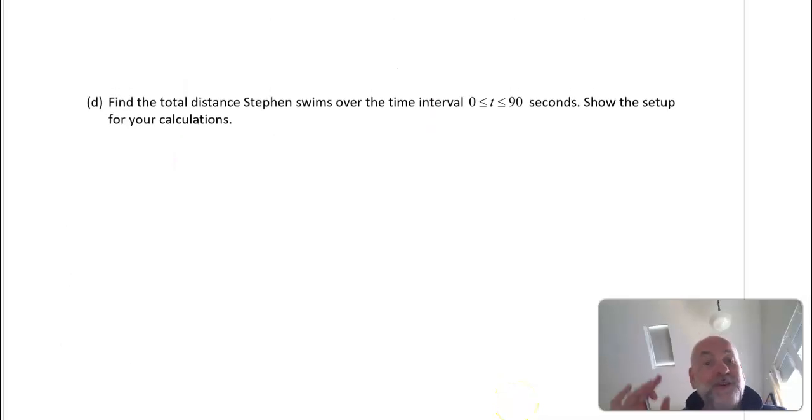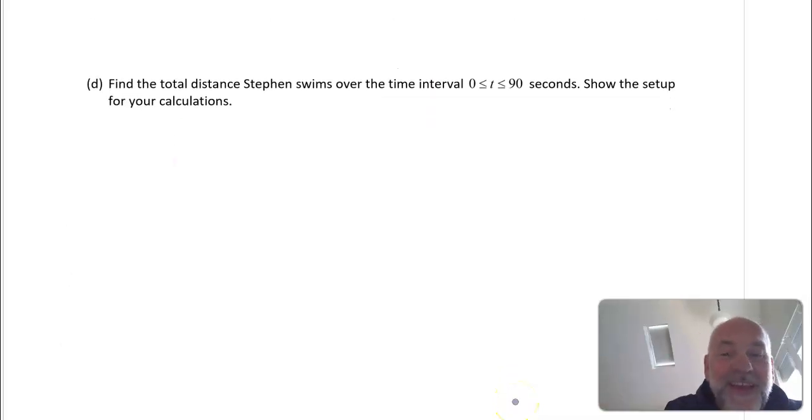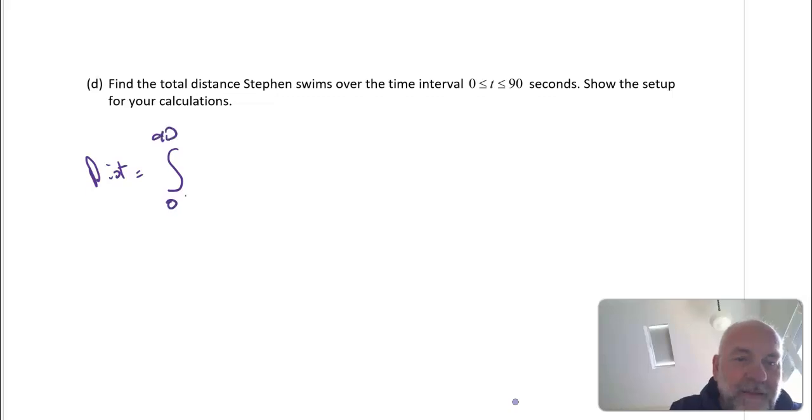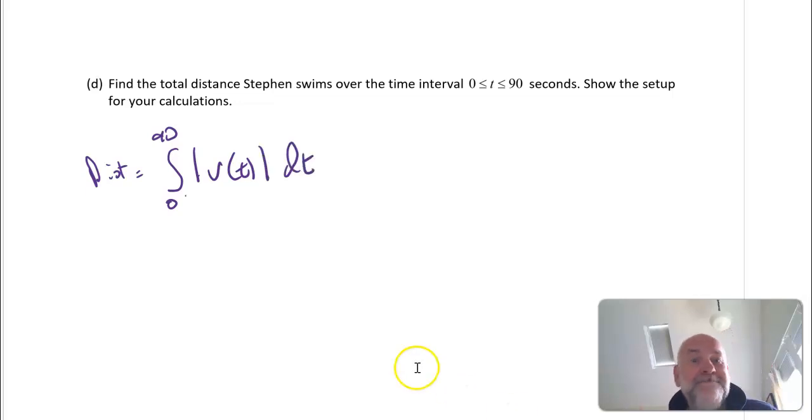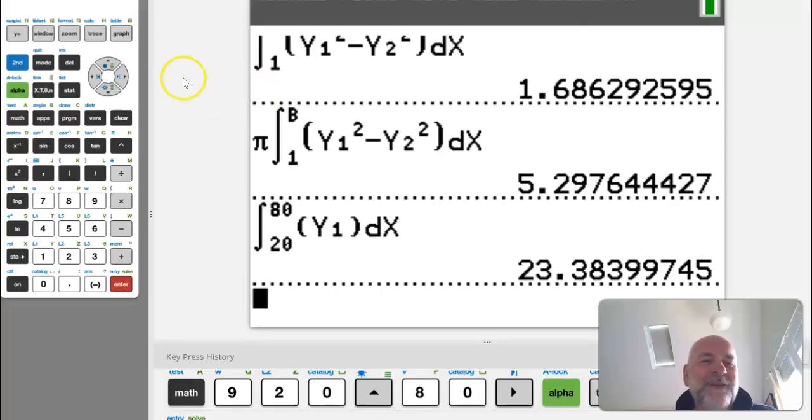Finally, last one, find the total distance Stephen swims. And so that's the distance equals, I don't have to say that, but I'm just doing it, equals the integral from 0 to 90 of the absolute value of v of t. Now, a bunch of people asked me during the test, where's the absolute value button? And I said, you're gonna have to find it or figure something out. Because going back to the graph, I could figure this out.